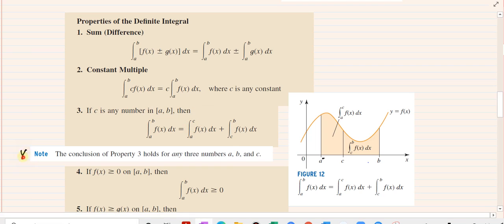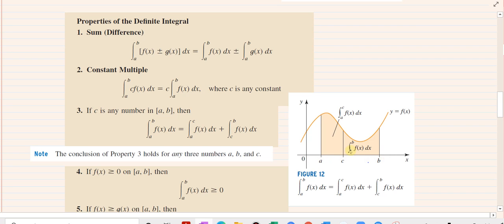Now, an important note here, by the way, is that the conclusion of property number 3 holds for any three numbers a, b, c. So they don't really have to be in that order. They don't have to be in the order a, b, c like that.